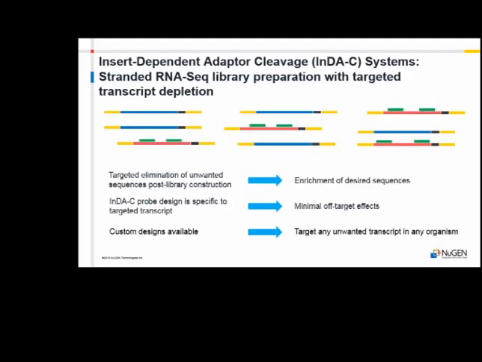And then these probes facilitate degradation of these sequences so that only desired sequences or potentially informative sequences remain in the final library. And because this design is specific to each transcript, you have minimal off-target effects, and again, it's customizable to any organism.